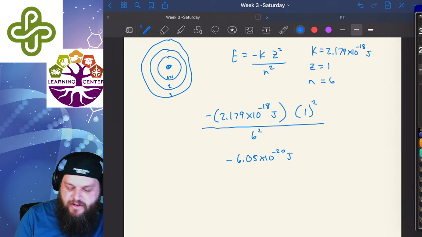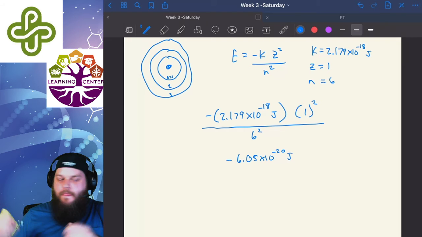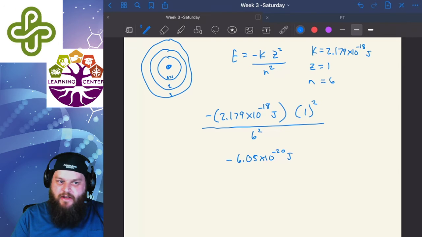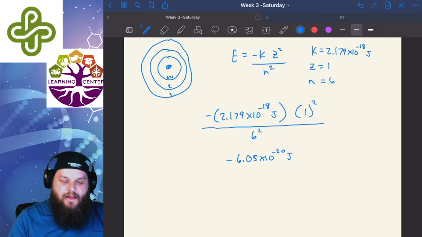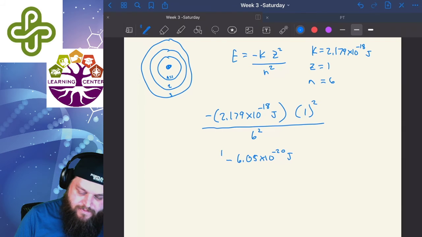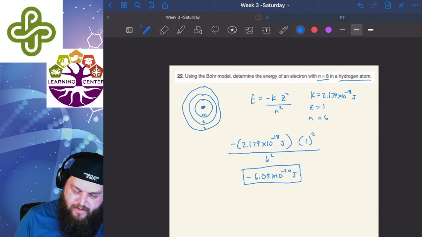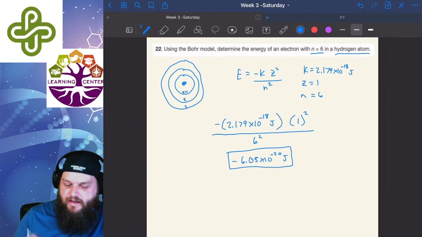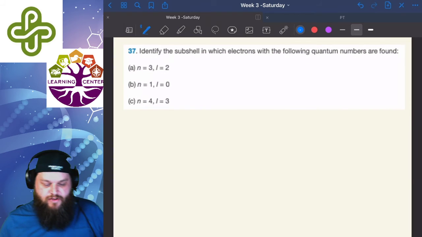So that's the energy of a single hydrogen atom, of an electron at the 6th orbital, when it releases that much energy. And we could actually even figure out, when it releases, what the wavelength of that energy would be, what the frequency of that energy would be, based off of the previous calculations we've been doing. But they're not asking for that. So that's basically how much energy is in an electron at the n equals 6 of a hydrogen atom. Now we go on to these subshells.